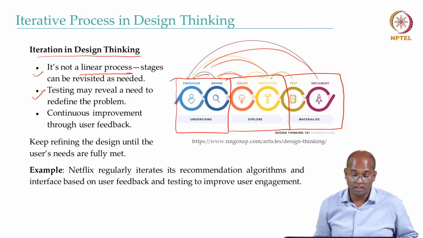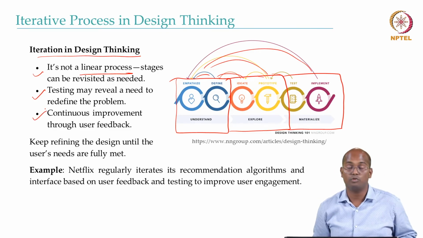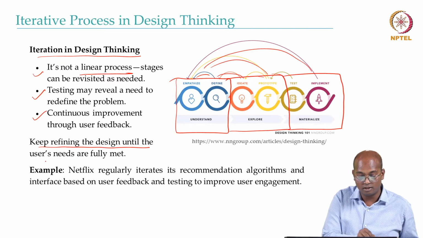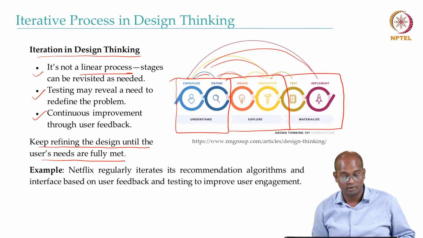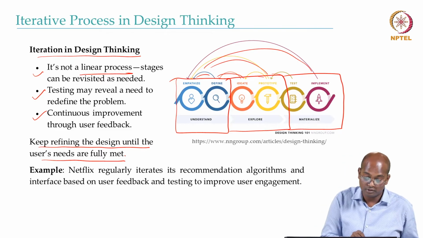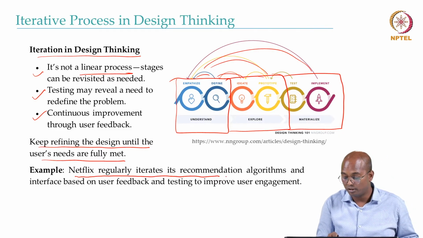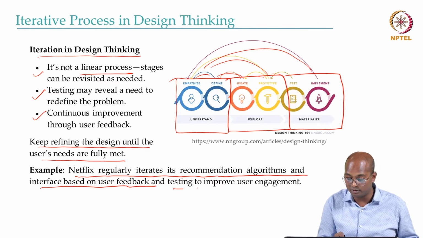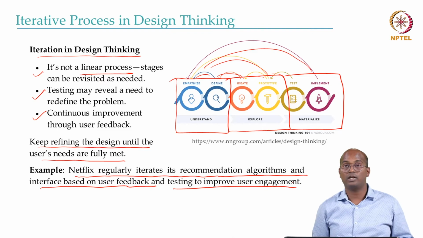Testing may reveal a need to redefine the problem. Continuous improvement through user feedback is required. And keep refining the design until the user needs are fully met. One example for this you can think of is Netflix, which regularly iterates its recommendation algorithm and interface based on user feedback and testing to improve user engagement.